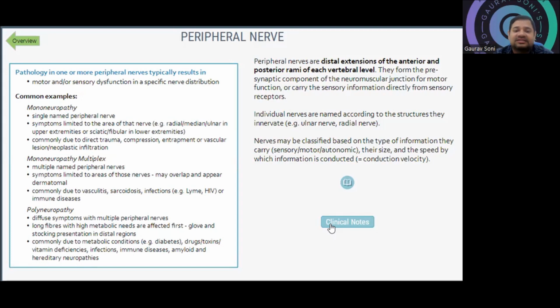Mononeuropathy multiplex involves multiple peripheral nerves. Symptoms will be limited to those nerves, and they may overlap, as in vasculitis and sarcoidosis. Then polyneuropathy is a diffuse type of disease. Long nerve fibers with high metabolic demand are affected first. Then other parts can be affected secondarily, as in diabetes or vitamin deficiencies.